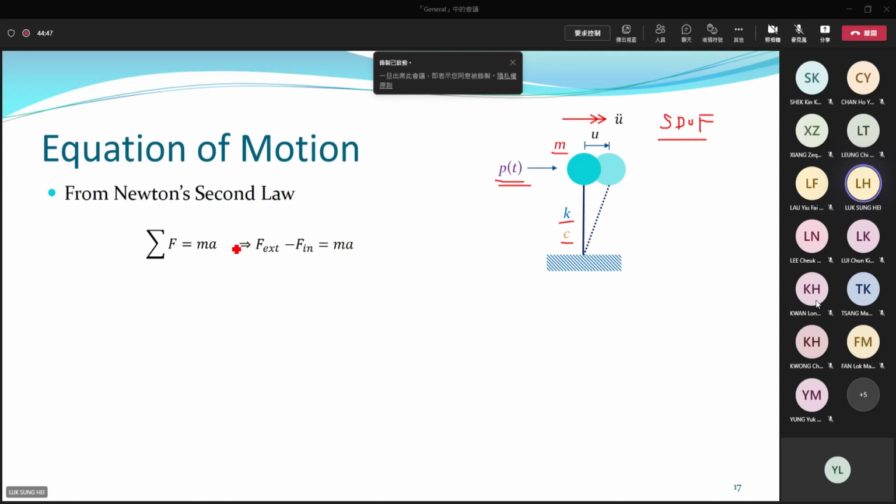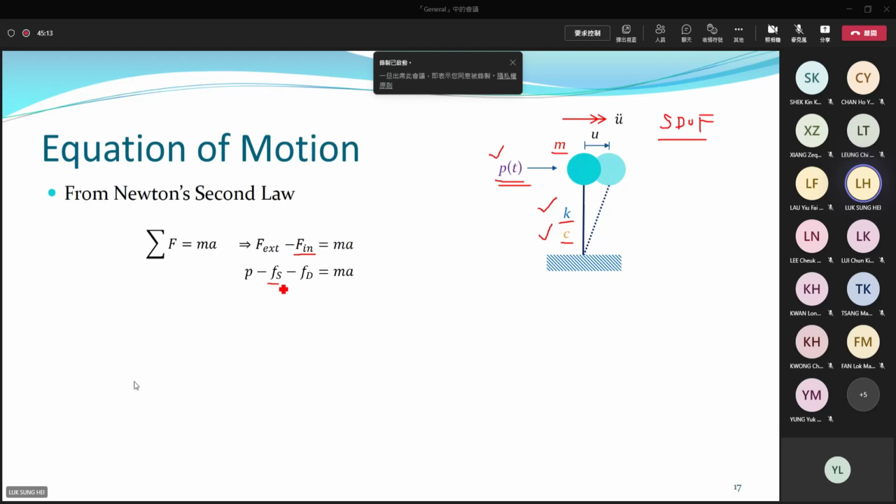Go back to Newton's second law. Net force is equal to external force minus internal force. External force means the applied loading, P. Internal force: according to this system, we have two resistances to resist the motion. The first one is due to the stiffness. The other one is provided by the damping mechanisms. So there are two resistances to resist the motion, to resist the applied loading.